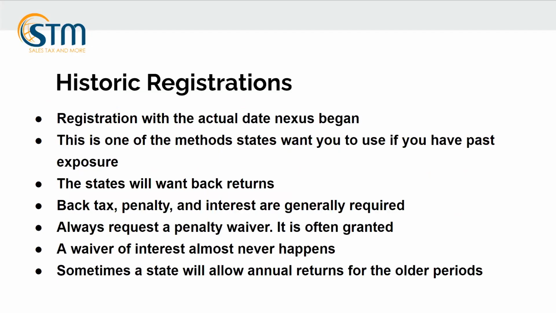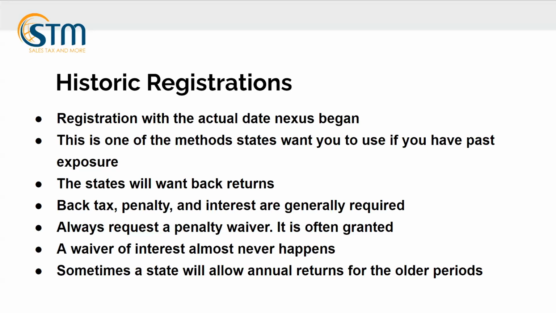Now, historic registration, that's when you use the actual date that your nexus began. And this is one of the methods the states want you to use if you do have past exposure. Now, the states are going to want back returns, and you've generally got to be responsible for the back tax, the penalty, and the interest. You always want to request a penalty waiver, and most of the time the states are going to work with you and grant those penalty waivers. Waiver of interest almost never happens. We always ask for it just in case, but in general, you're never going to get a waiver of interest, especially on a historic registration.